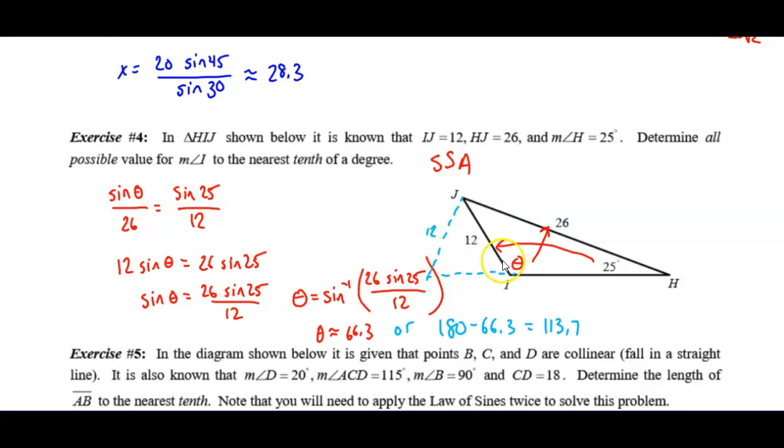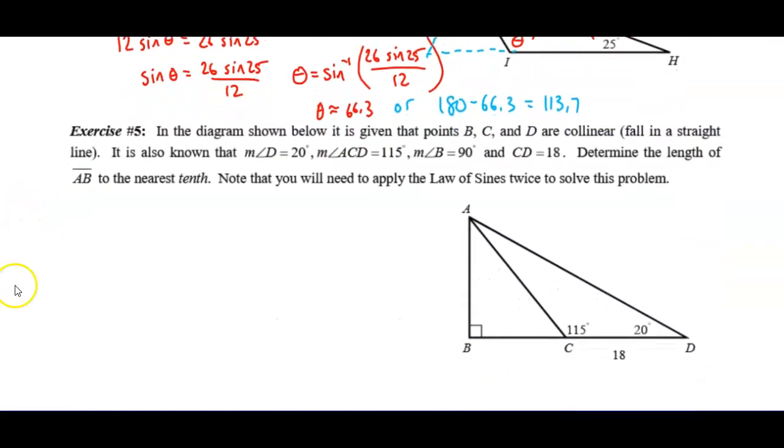Now I just want to check it and make sure, because if this was 113.7 and this is 25, that's still under 180. So there would still be some degrees left over for angle J. So you do have to check that just to make sure. But if it's 66.3, it would look more like this larger triangle, and then I'd have a bigger angle up here at J. So if we're solving for an angle with a law of sines, we could get more than one answer. All right, exercise 5.